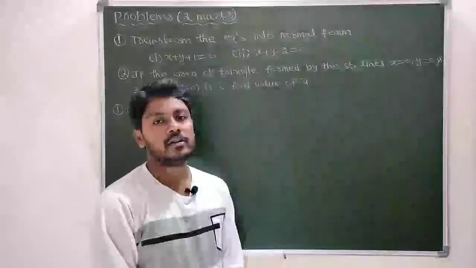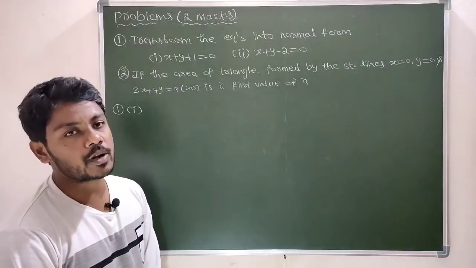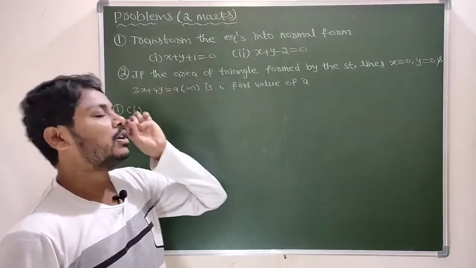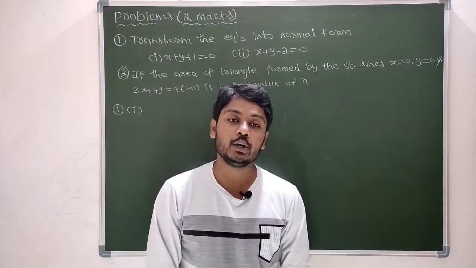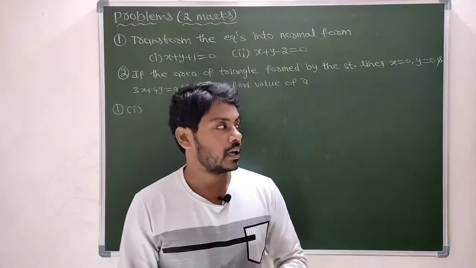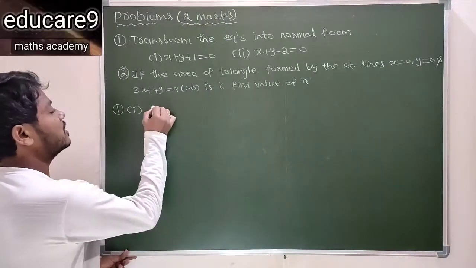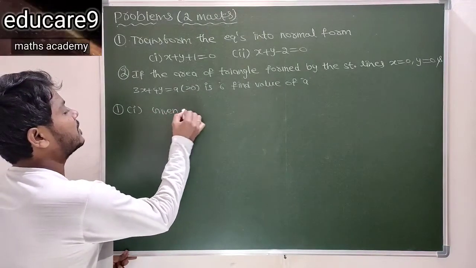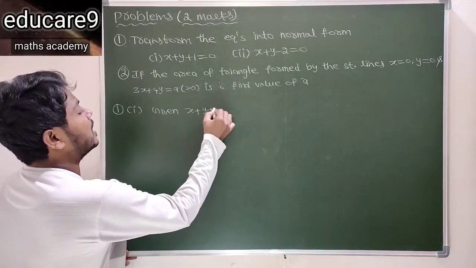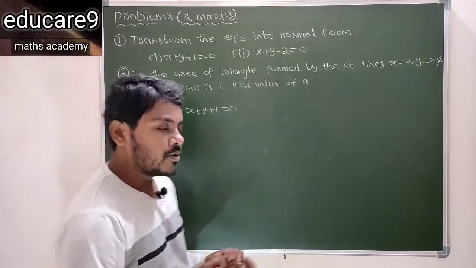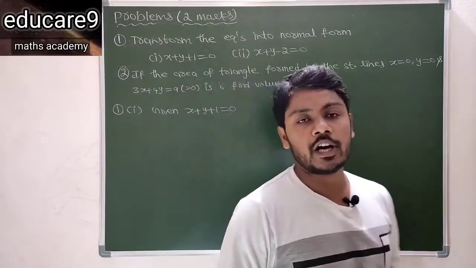Hi, hello everyone. For this session, we will discuss a few problems. See the first one: transform the given equations into normal form. See the first solution. Given the equation x plus y plus 1 is equal to 0. We have to change this equation into normal form.